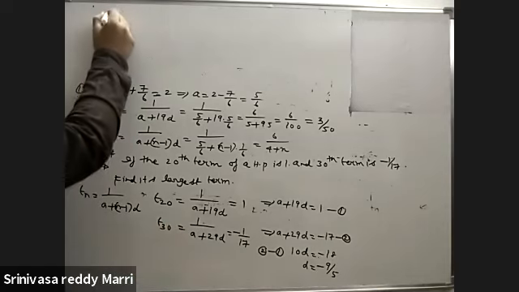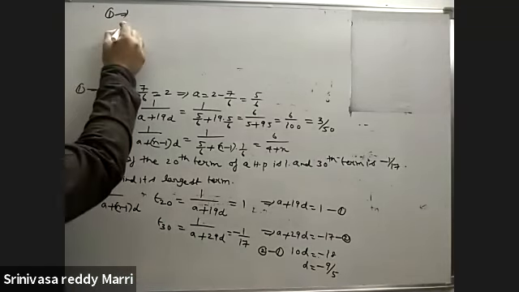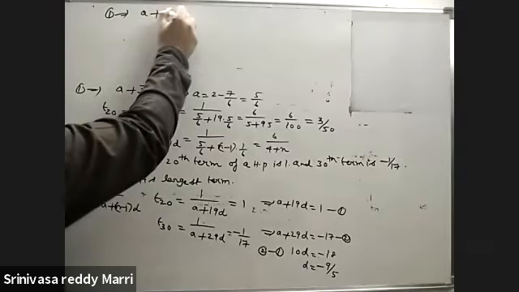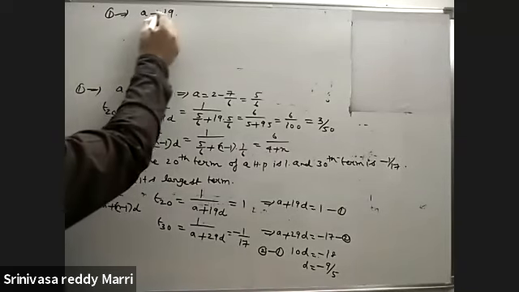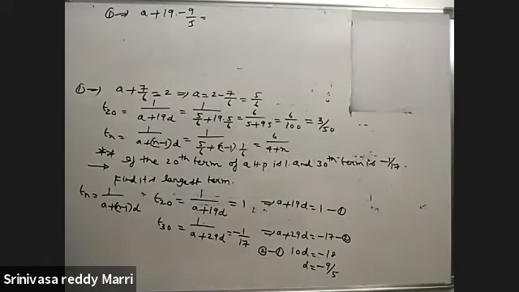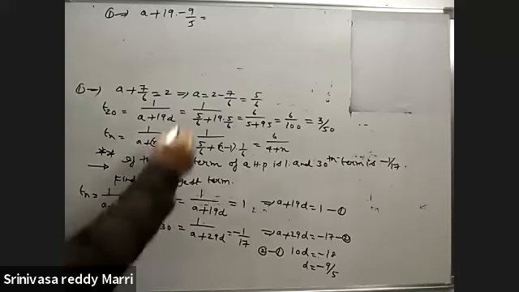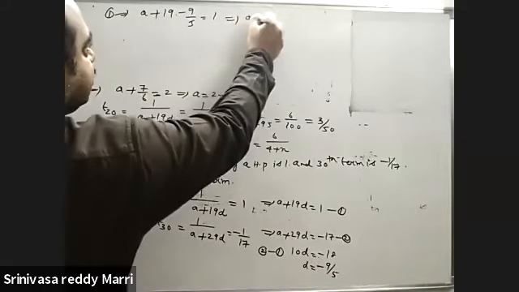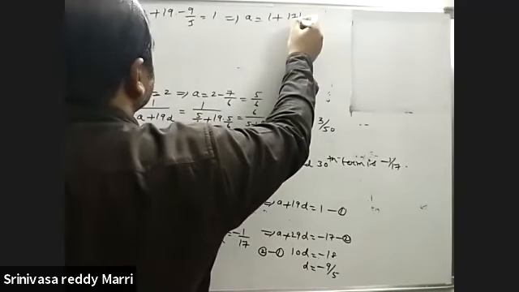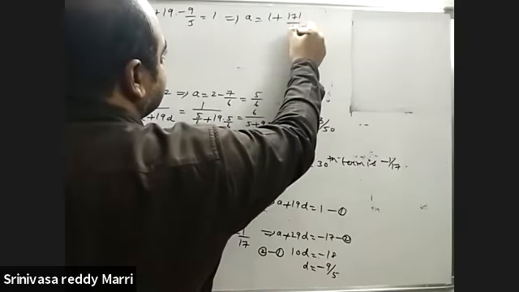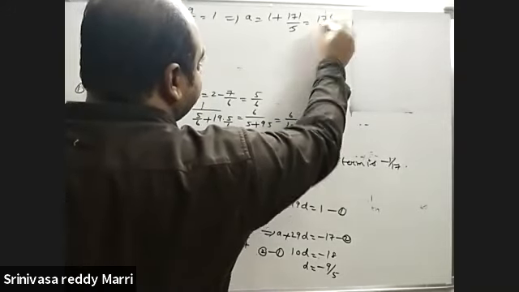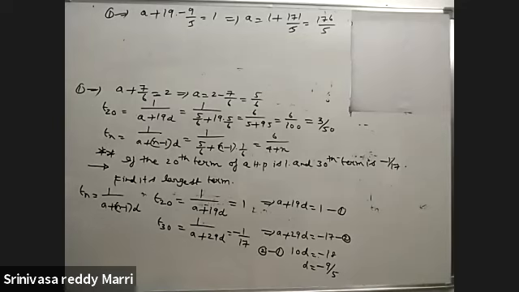So now calculate A. So 1 implies A plus 19 into minus 9 by 5 equal to 1. That implies A value is what? 1 plus 171 divided by 5. So that means 176 divided by 5. So A value you got.